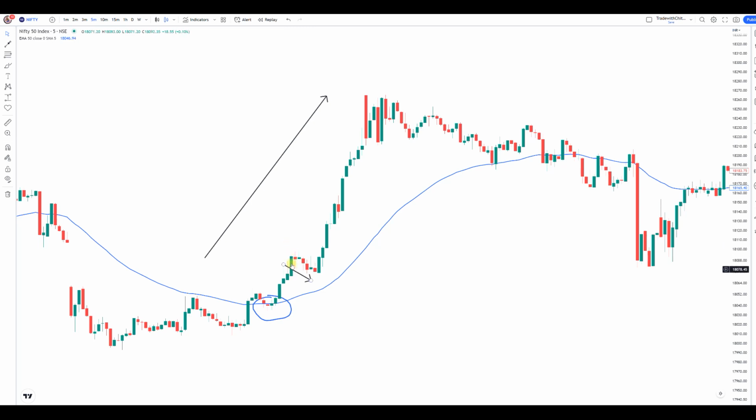You should not enter here. If you are entering here, you should wait for the pullback. If you are not getting any pullback, don't enter the trade. Avoid those types of trades.